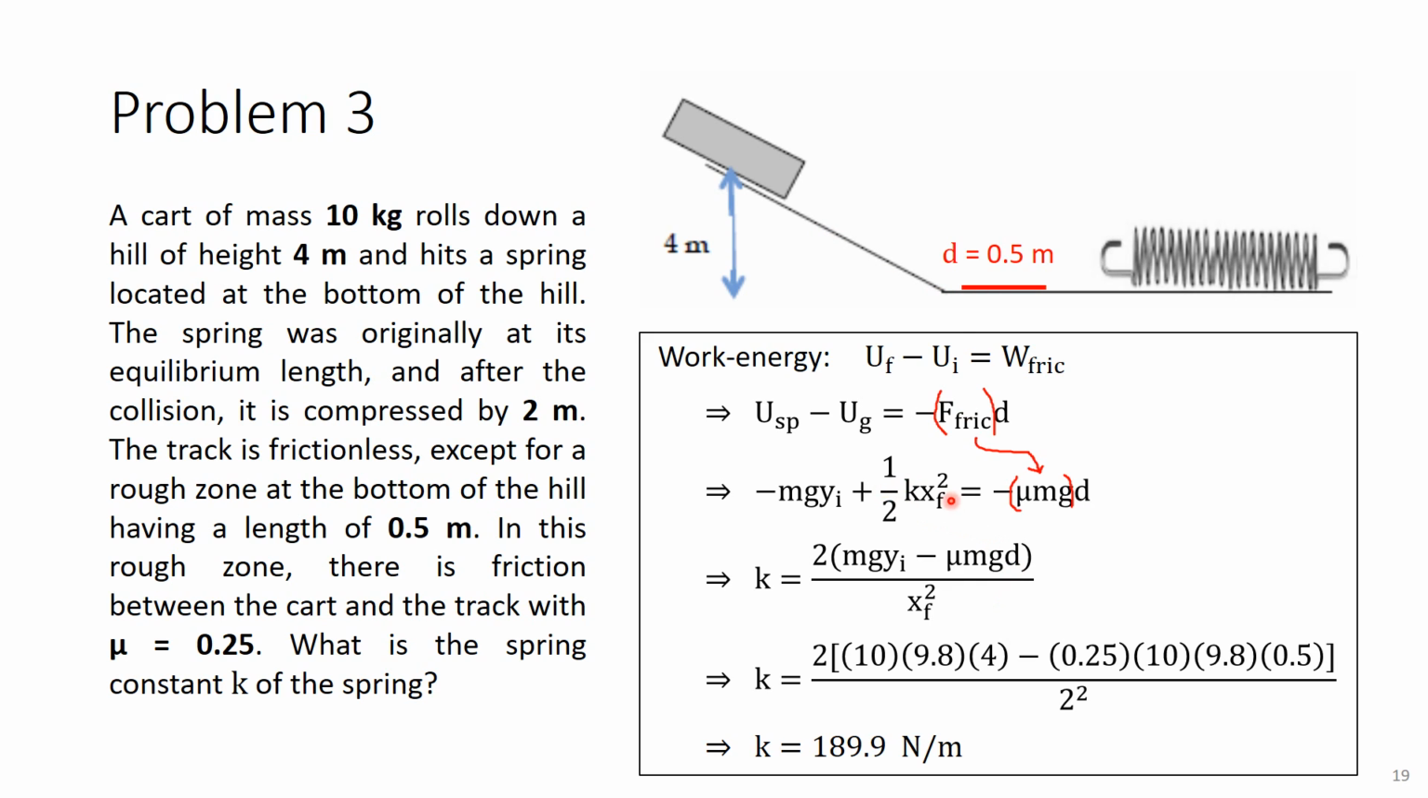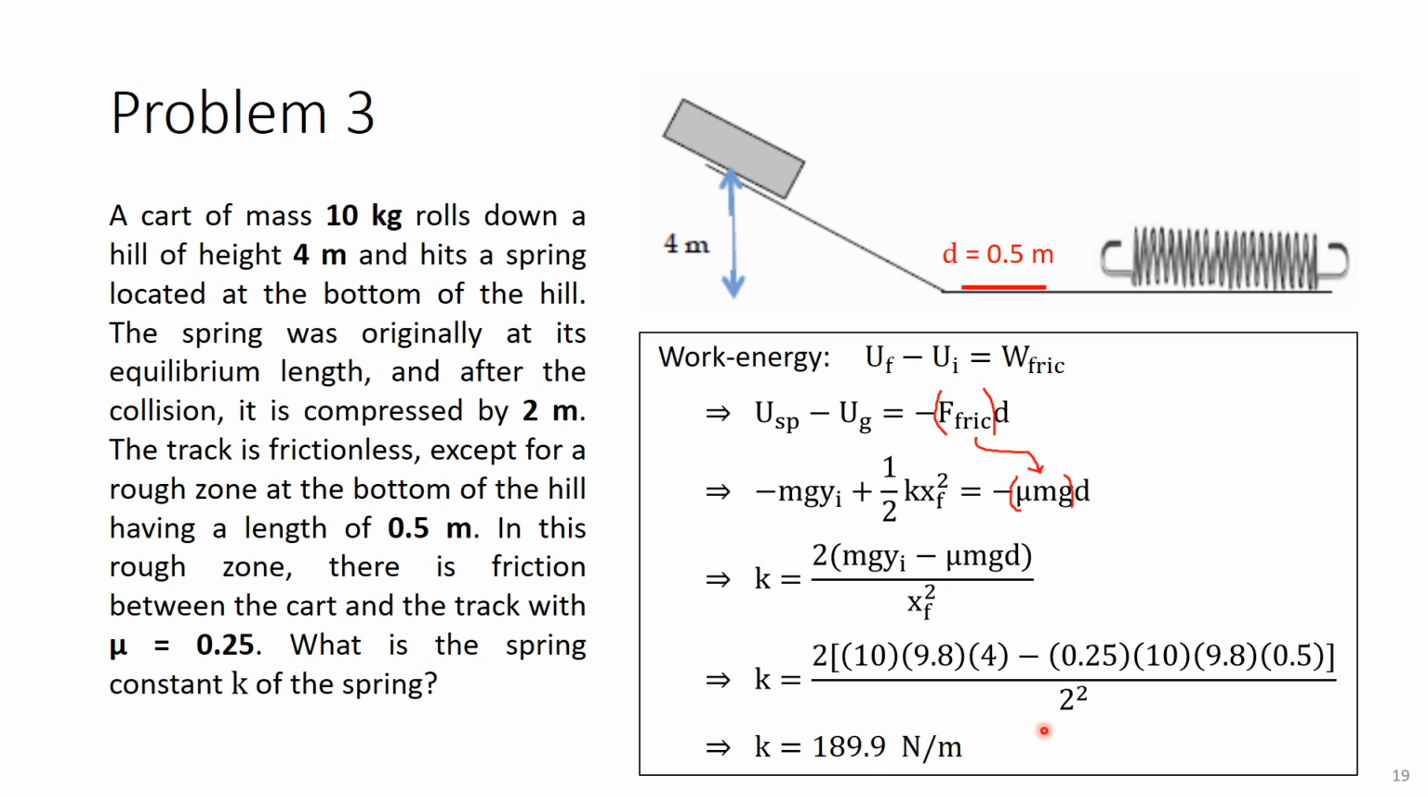So we got our equation, solving for k. Rearrange the equation, move the mgy to the other side, then divide by half x final square, and we get this: k equals 2 times mgy minus mu mgd, divided by x final square. Then plug in all your numbers, and you get 189.9 newtons per meter.